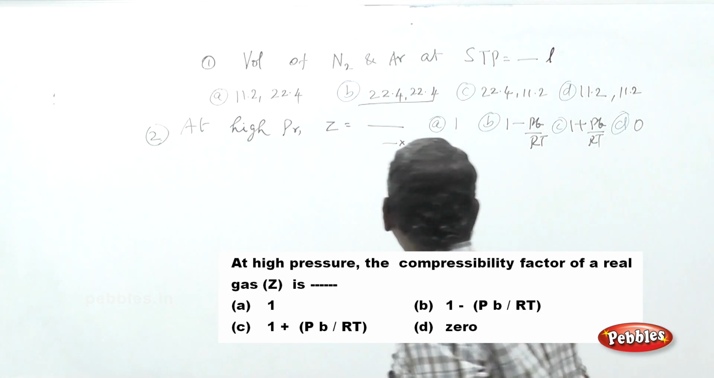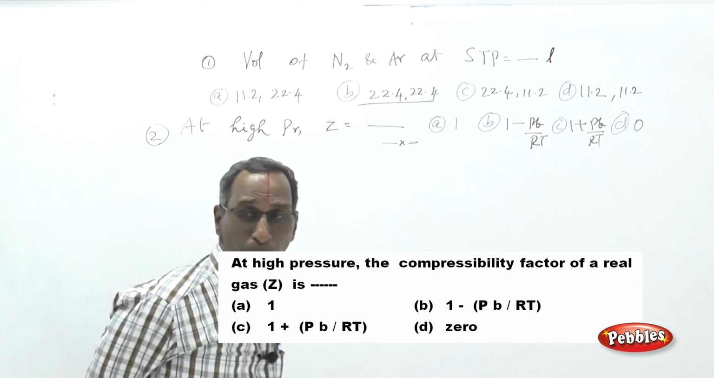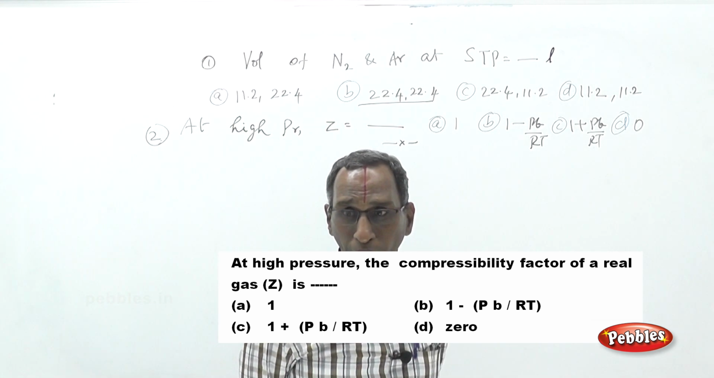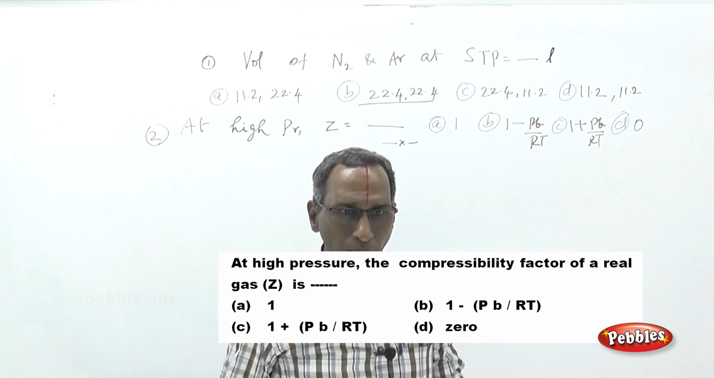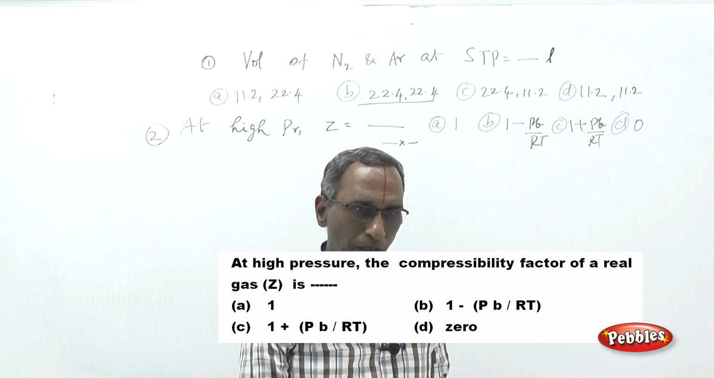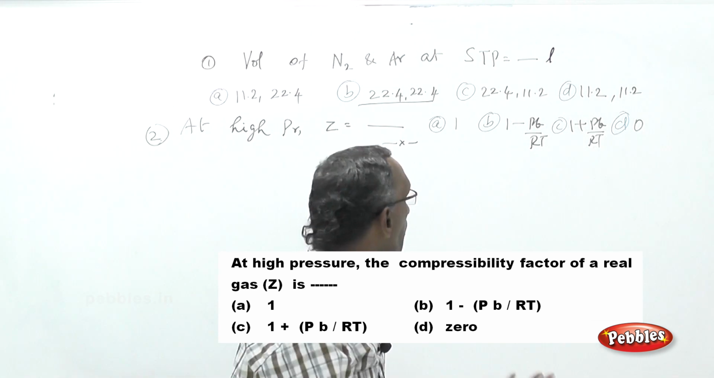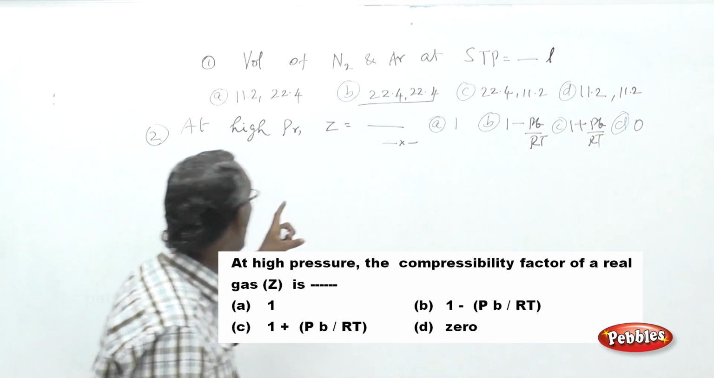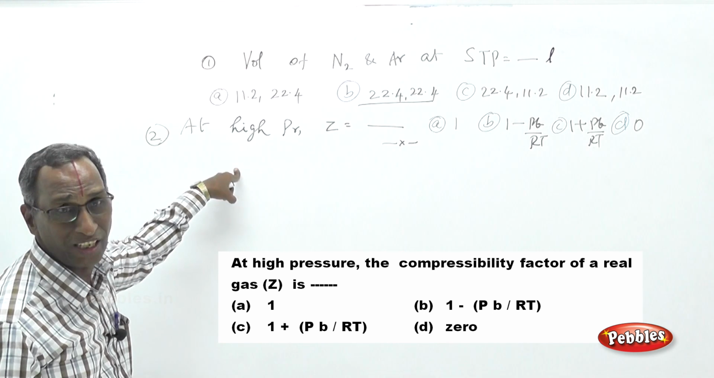Now the next question is based on non-ideal behavior. We have studied about the compressibility factor. The compressibility factor is equal to PV by RT. PV equal to RT, or PV greater than RT, or PV less than RT; accordingly it is called the compressibility factor. What happens to the compressibility factor at high pressure is asked.